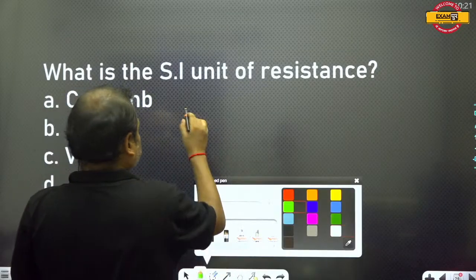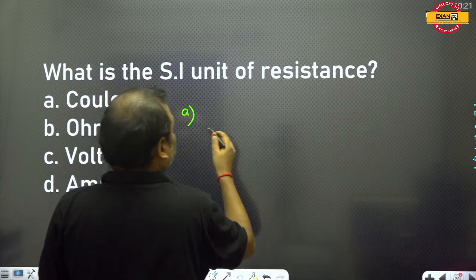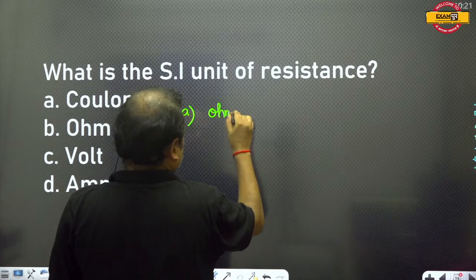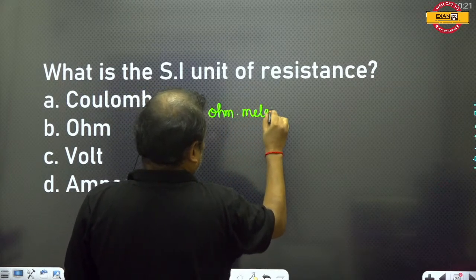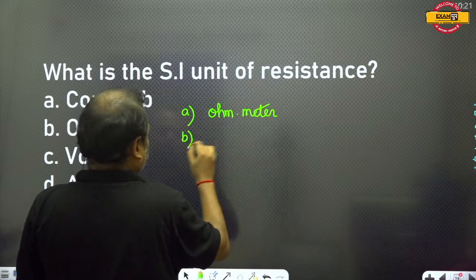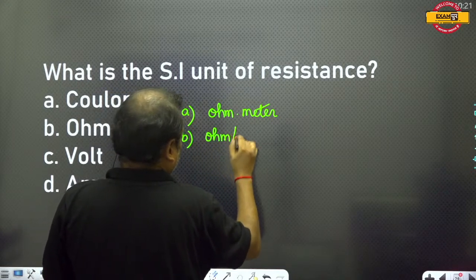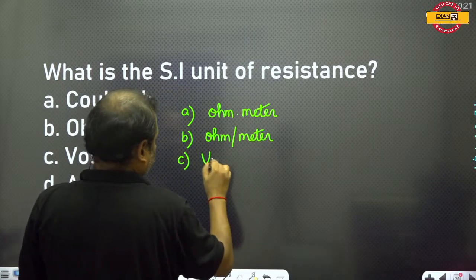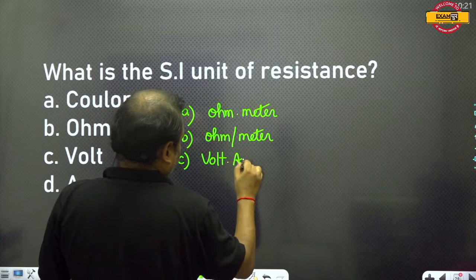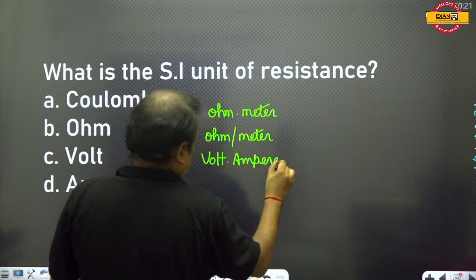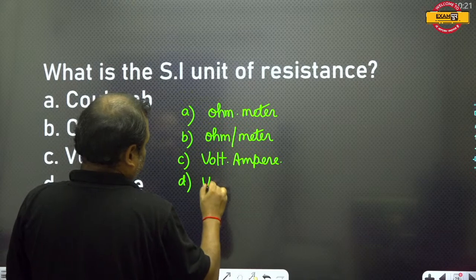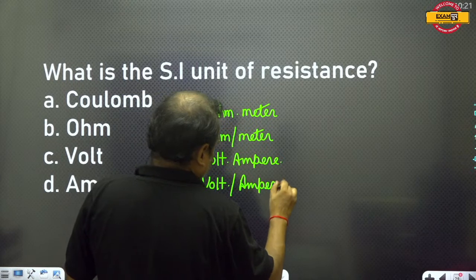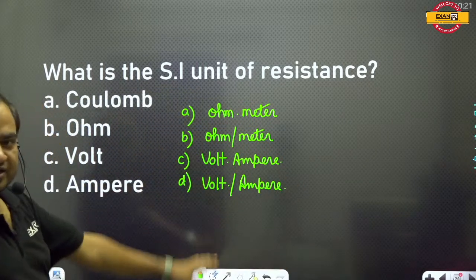A is resistance, na? Yes, ohm into meter. B, ohm per meter. C, volt into ampere. D, volt per ampere. So which one will be the correct answer? Now tell me the correct answer.